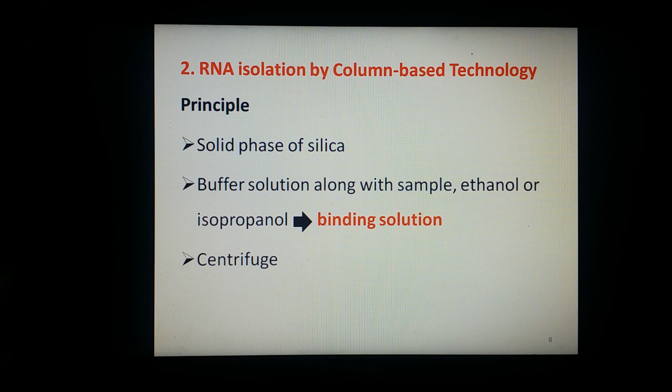What the centrifuge does is force the binding solution through a silica gel membrane, which is present inside the spin column. The nucleic acid binds to the silica gel membrane, and you can separate it later on. So this is the process by which RNA is isolated by column-based technology.